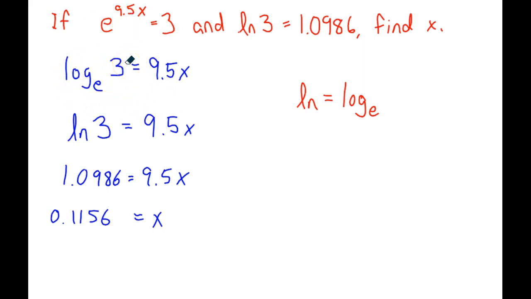We have to recall that a log with base e is the same as the natural log, so that's why we could substitute 1.0986 in for the natural log of 3. We were given that information. Then last step, divide by 9.5 to get our approximation for x.